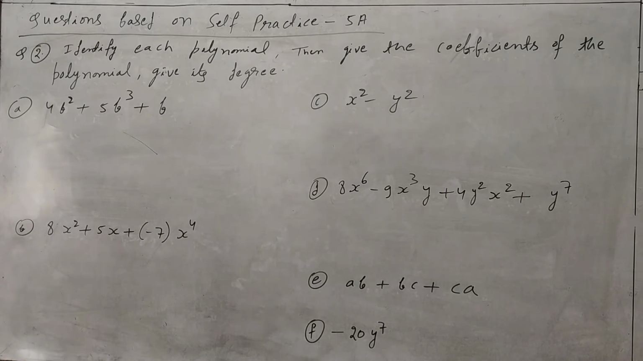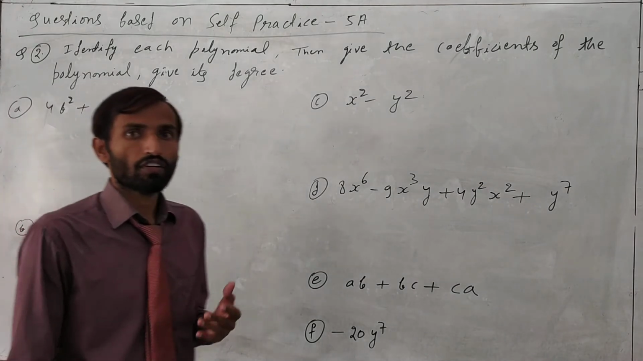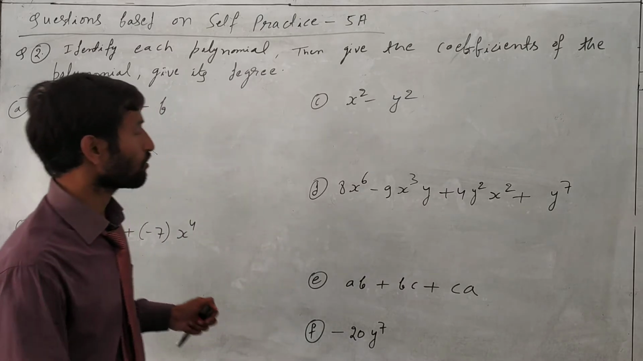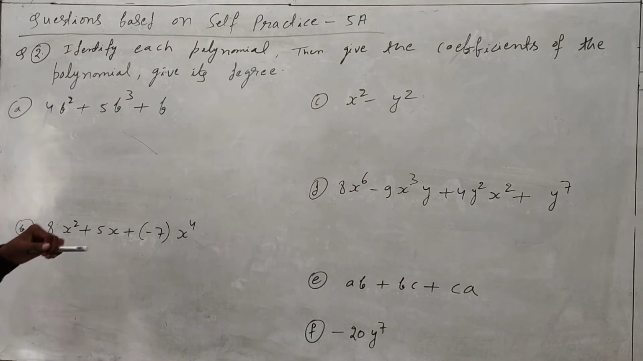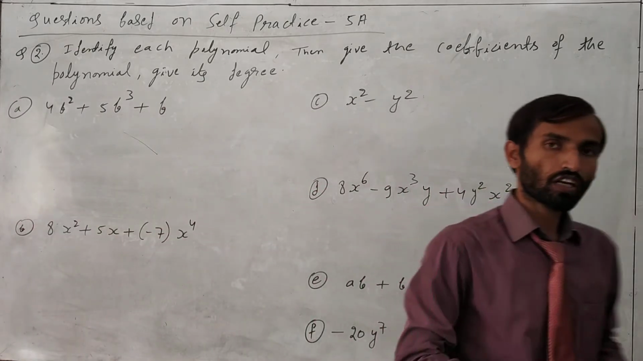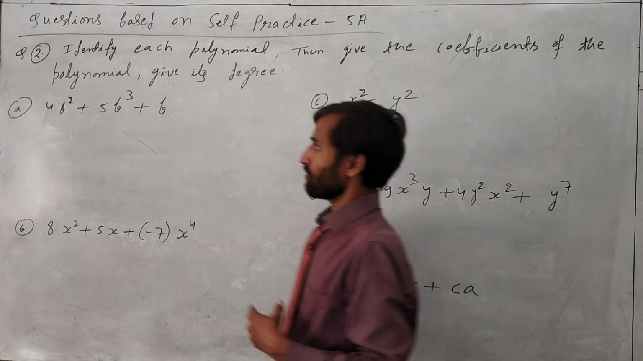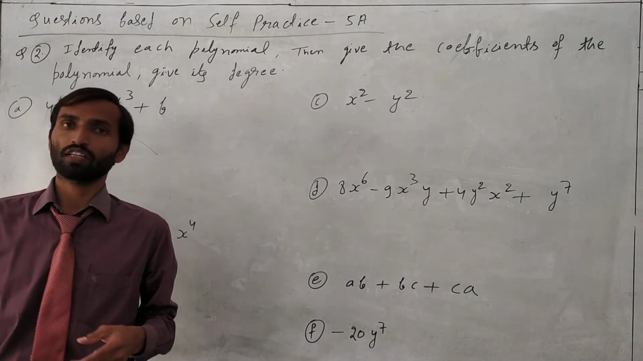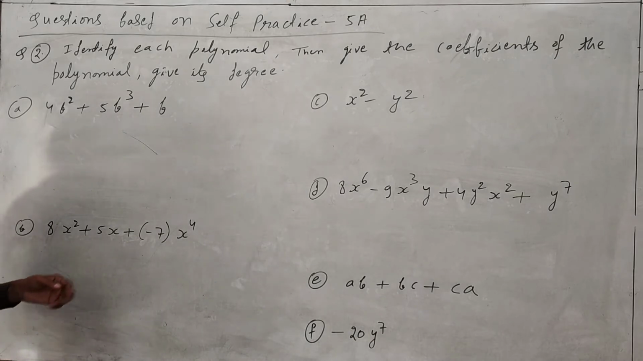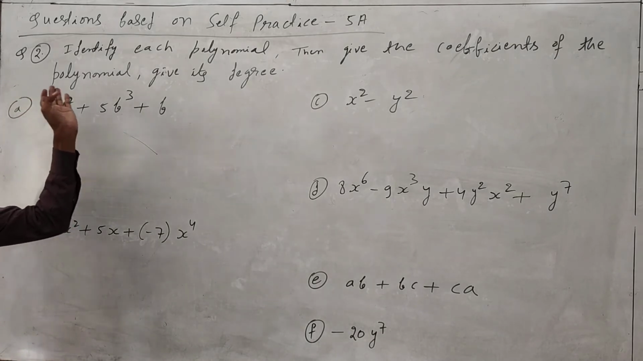5B or 5C, whatever. For any chapter, it is compulsory to know the basic terms and definitions: what a polynomial is, what degree and coefficient are, how we decide the terms, and how we decide whether a given expression is a polynomial or not. Based on that you can solve the respective questions and the coming exercise questions. Okay, now see question number 2 of Self Practice 5A.